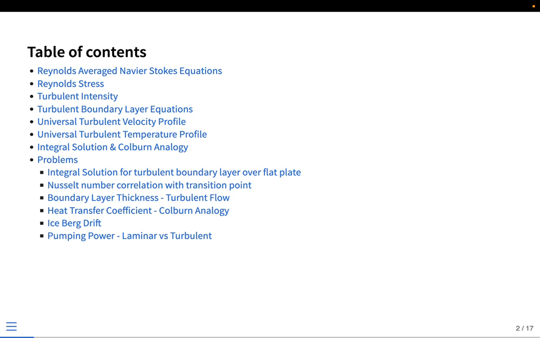Then we'll have some interesting concepts of universal turbulent velocity profile and temperature profiles, and then we will use integrals, describe the governing equations for the integral momentum and energy equations, and use the Colburn analogy, which is a technique to find the Nusselt number provided you have the Reynolds and Prandtl numbers, in a different way. In that way it is very similar to the one that we have adopted previously for laminar boundary layer solutions.